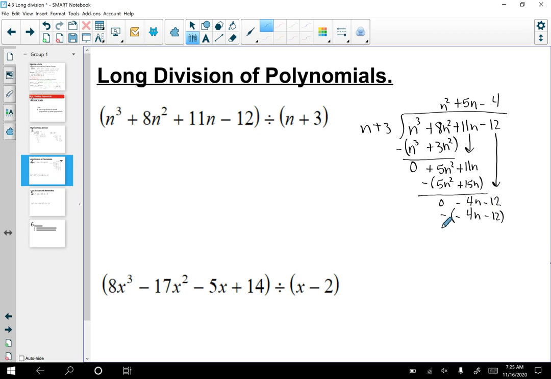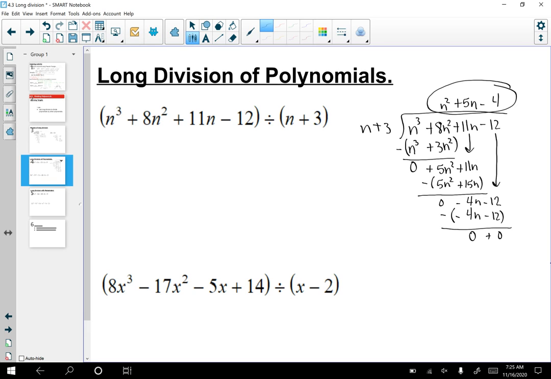I need to subtract. So notice this negative is going to distribute. We have negative 4n, subtract negative 4n, 0. Negative 12, subtract negative 12, so plus 12 gives me 0. So my remainder here is 0. We have nothing more to bring down, so this is where we stop. My answer is n squared plus 5n minus 4.